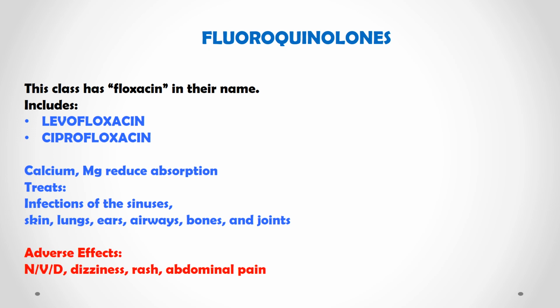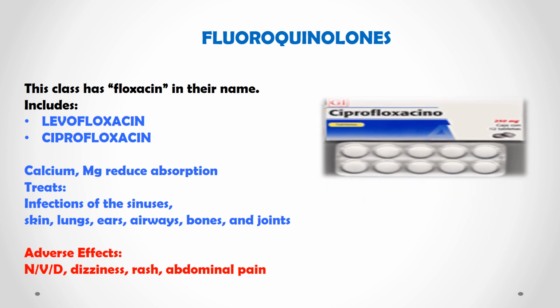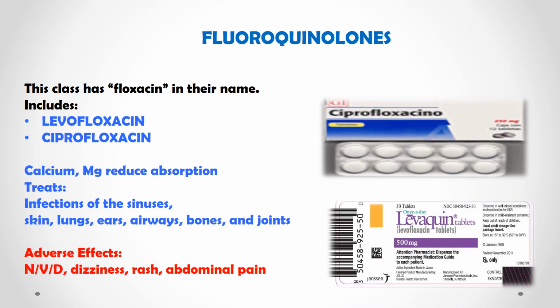The fluoroquinolones are our next set of antibiotics. This class of antibiotics has the word floxacin in their name. Examples include levofloxacin or Levaquin, ciprofloxacin, otherwise known as Cipro, and norfloxacin.